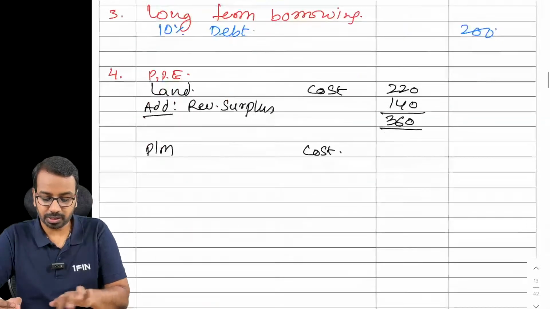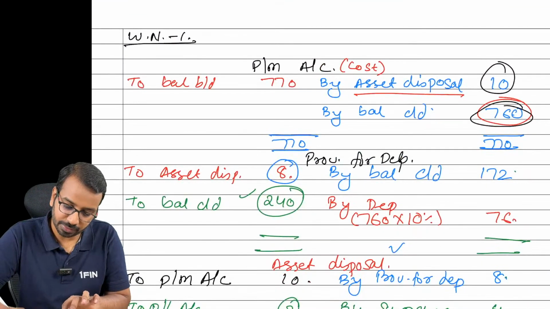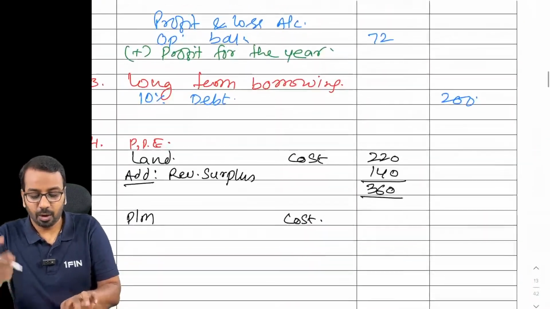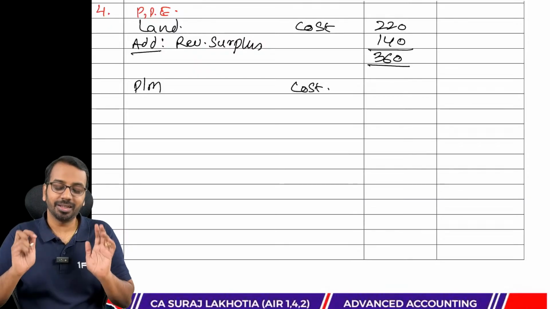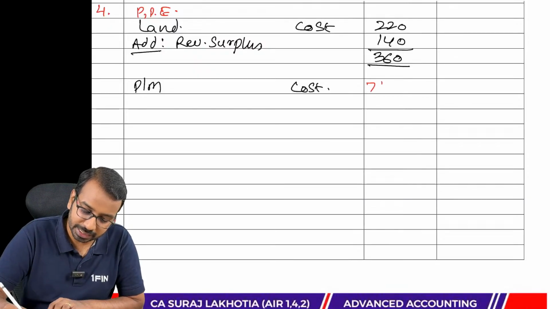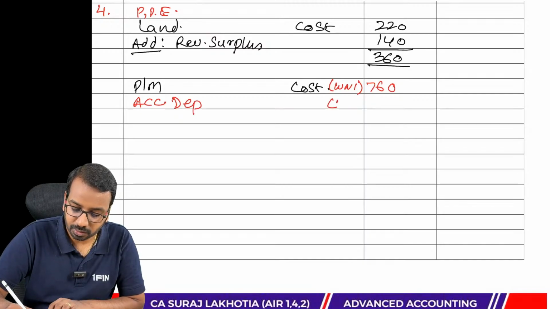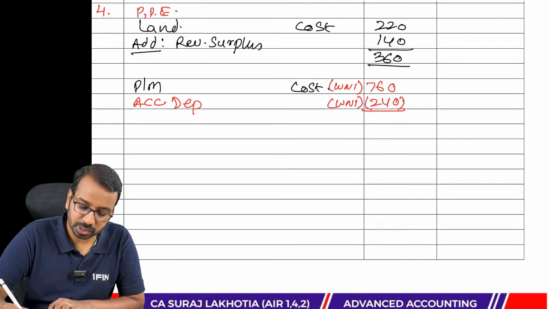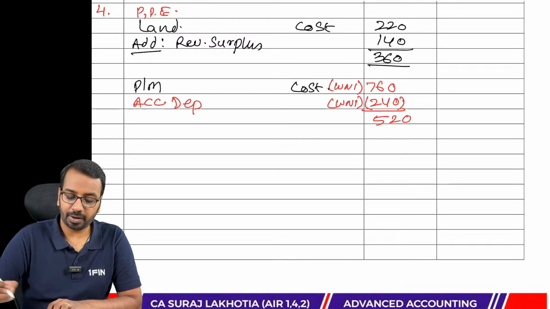Cost. Cost is how much? Now cost we can directly refer to this working note where we have cost of 760 and accumulated depreciation of 240. Once we have done that in the working note, no need to give all the breakup all over here again in the examination. So cost is 760 from working note number 1. Accumulated depreciation from the same working note number 1, we got 240. So 760 minus 240: 7 minus 2 is 5, 6 minus 4 is 2, 520.